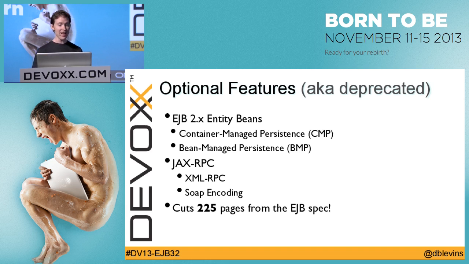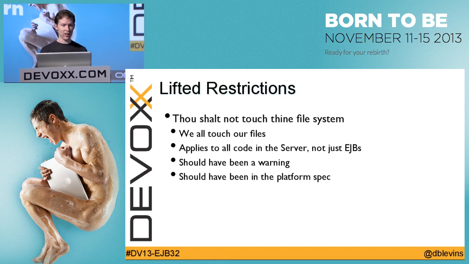Okay. These features were moved to a separate section of the specification, and that drops the EJB specification down a whopping 225 pages. So that's a pretty good win for everybody. It's not quite as big as it used to be. So that's a very nice change.